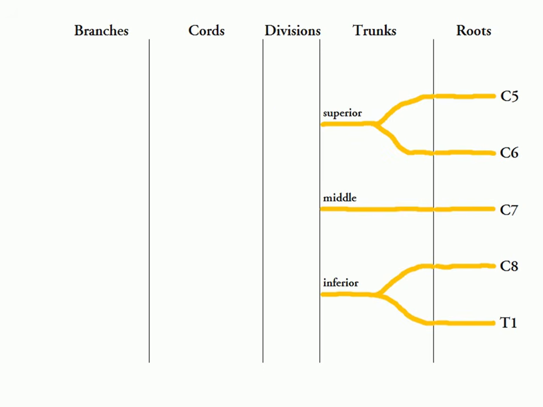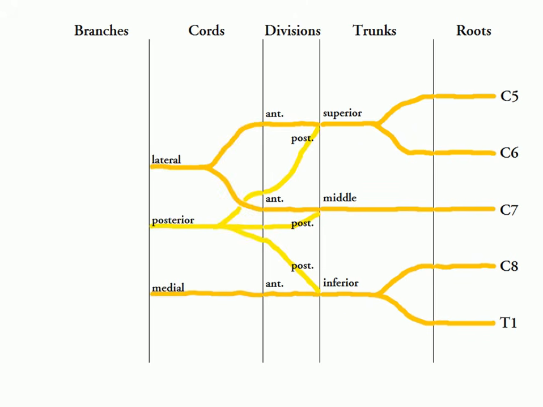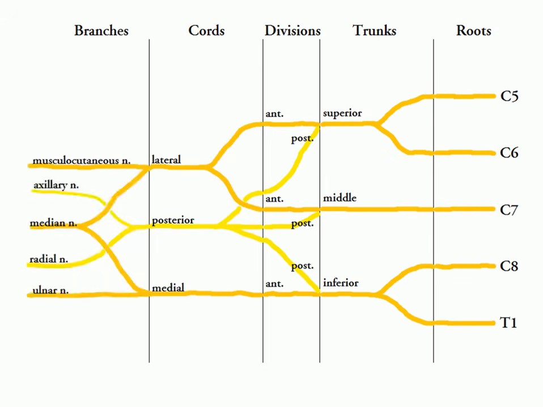Each trunk splits to give an anterior and posterior division, and once again we see a characteristic fusion pattern forming the medial, lateral, and posterior cords. Finally, the terminal branches, each of which will be discussed in turn, stem from the cords of the brachial plexus.